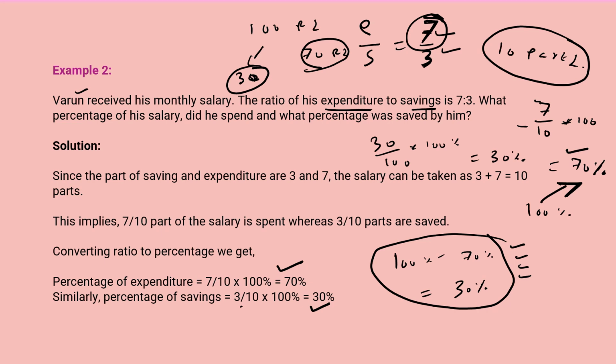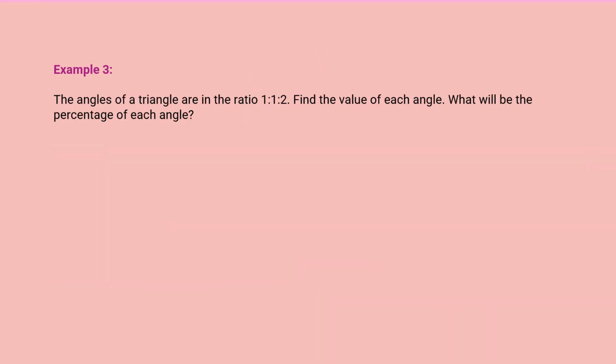ओके, अब वी विल मूव टू नेक्स्ट क्वेश्चन. सो हियर हमें क्या दिया गया है? द एंगल्स ऑफ अ ट्राइंगल आर इन रेशियो 1:1:2. फाइंड वैल्यू ऑफ ईच एंगल. व्हाट विल बी द परसेंटेज ऑफ ईच एंगल? सो व्हाट वी हैव गिवन, वी हैव अ ट्राइंगल. हमारे पास एक ट्राइंगल है. हम सब जानते हैं कि ट्राइंगल के 3 साइड्स और 3 एंगल्स होते हैं, ए, बी एंड सी. तो ये तीनों एंगल किस रेशियो में हैं? 1:1:2.